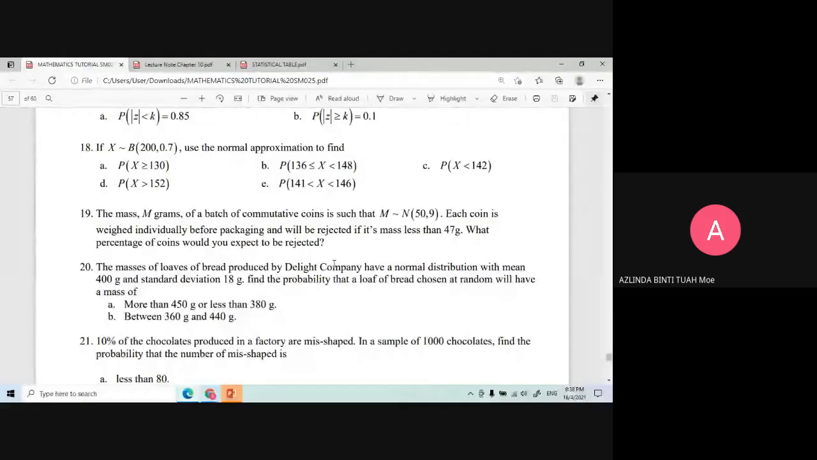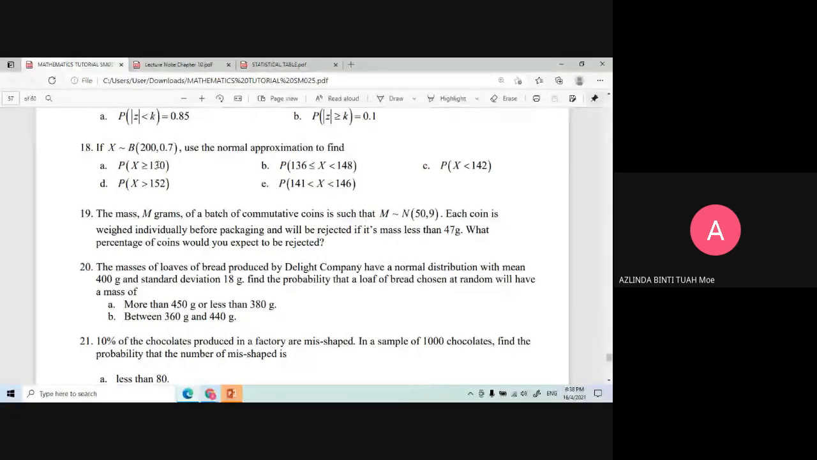Okay, let's discuss tutorial questions. So we start with number 18 and 21. Then we proceed with the last part, distribution approximation. Okay, we discuss number 18 first. Get ready. Copy down all the solutions. Number 18: if x is a binomial distribution with n is 200, p is 0.7, use the normal approximation to find the probability that x is greater than or equal to 130.